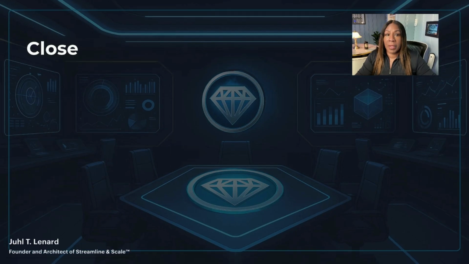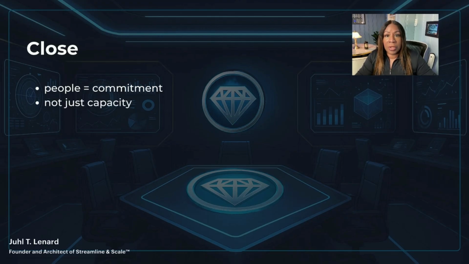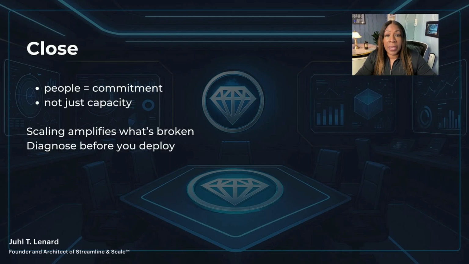Okay. Now, people are a commitment. It's not just about the resources in terms of payroll. You're making a commitment to someone that you're going to provide sustenance for them and their family. So, of course, you don't want to take it lightly. With pattern identification, you can augment and do different things to help support your decision so that it's not a risk for you or your team. Scaling amplifies what's broken. Diagnose before you deploy.